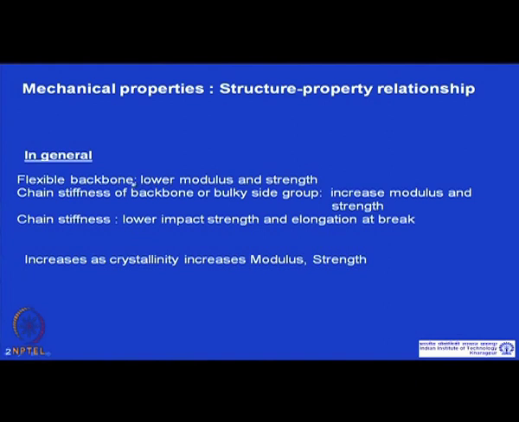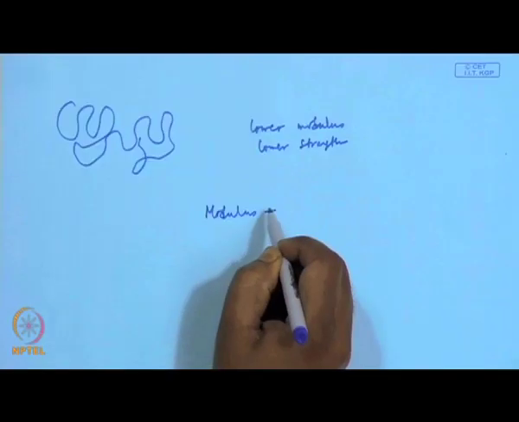If we talk about backbone stiffness, then we increase the modulus and strength. Increasing stiffness also gives lower impact strength and elongation at break, because if you have a stiff backbone, you cannot elongate before it breaks.